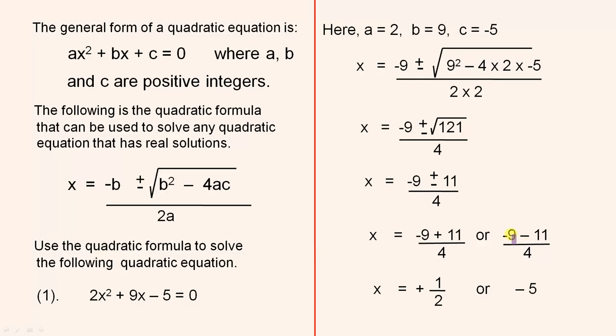For the next section, we have minus 9 minus 11. That gives us minus 20. Minus 20 over 4 gives us minus 5, or negative 5. So these are the two solutions of that particular quadratic equation. You can see that there are two solutions here just for this particular one, because we have x squared. That's why we can expect those two solutions.